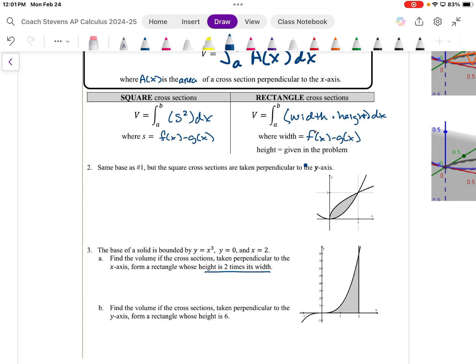Or they'll tell you it's so much times the width, or plus the width, whatever, some altering of the width. So number 2 says same base as number 1, but the squares are cross sections that are perpendicular to the y-axis.